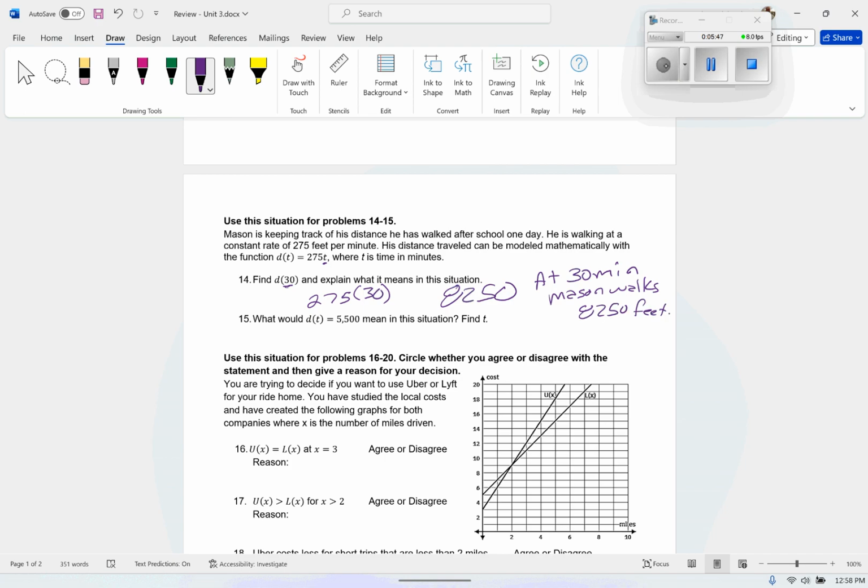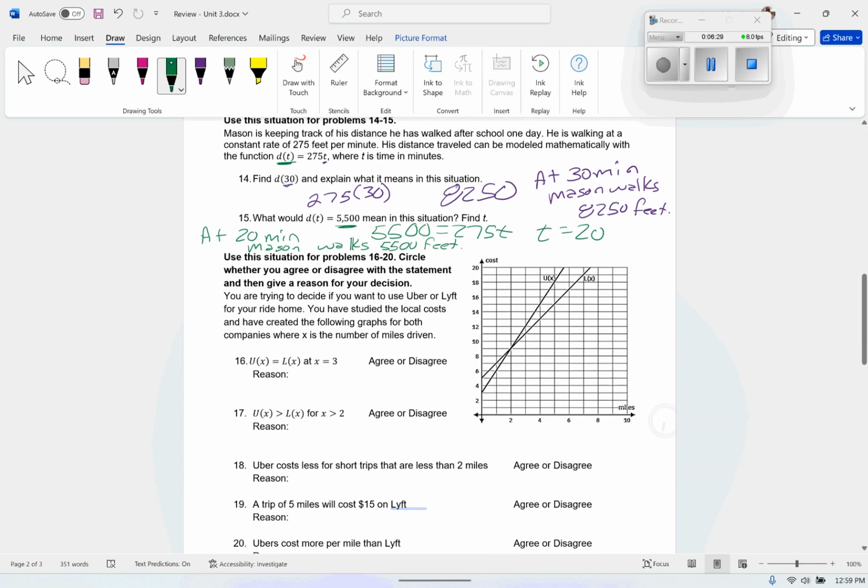Okay, what would it mean if d at t is equal to 5,500? So I'm going to replace this with 5,500 and then solve it. So 5,500 equals 275t. I need to divide both sides by 275, so 5,500 divided by 275. So t equals 20. So at 20 minutes, Mason walks 5,500 feet.